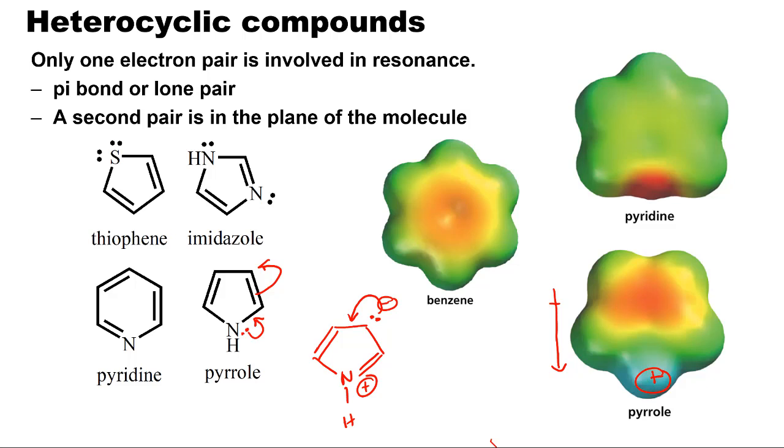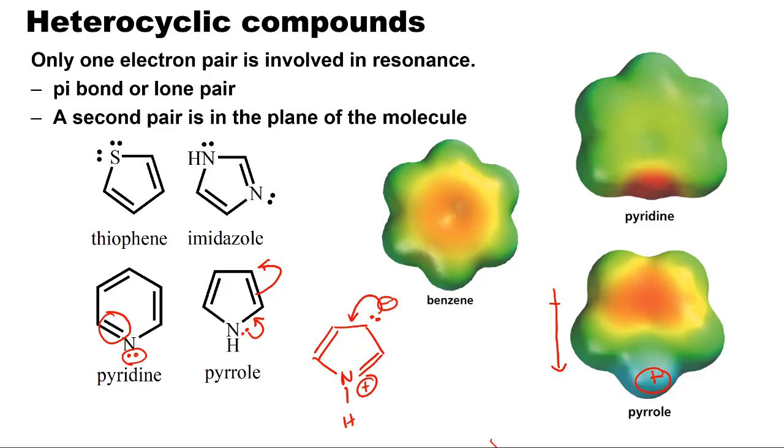Now, pyridine is not the same way, and the reason, as we mentioned earlier, is that only one pair of electrons can be contributed from the nitrogen to the delocalization. So this pair of electrons for the pi bond, in essence, is a bond from the nitrogen, and then this pair of electrons can't contribute.